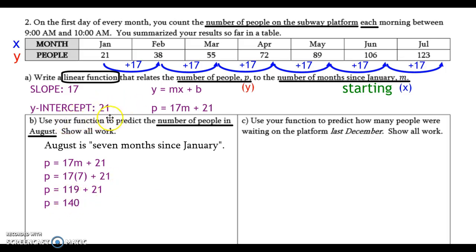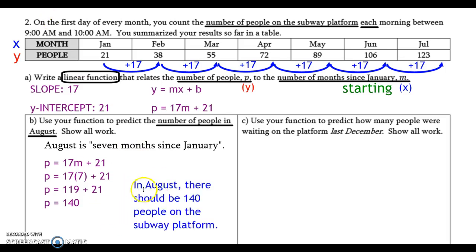So I needed to use the function to predict it, so I couldn't have just added 17. It's the same as saying use algebra to predict the number of people, or solve algebraically. We needed to show all our work. That's why we did this work. And remember, it's a real-world scenario, so we're going to write a sentence that summarizes it. So there you go, there's your sentence. Remember, we're predicting, so we won't say there are going to be 140 people. In August, there should be 140 people. That's what we should do in this case.